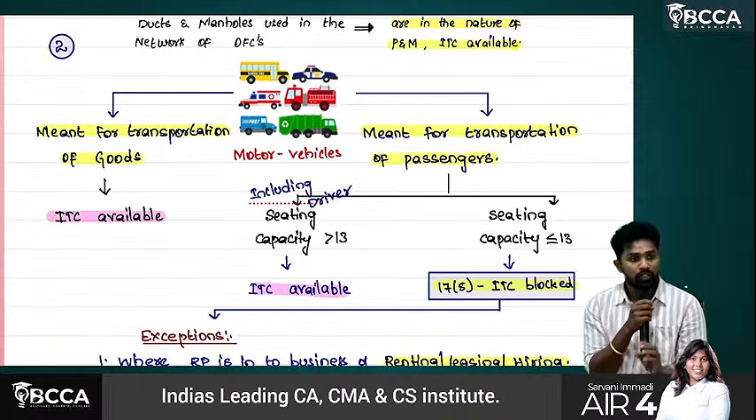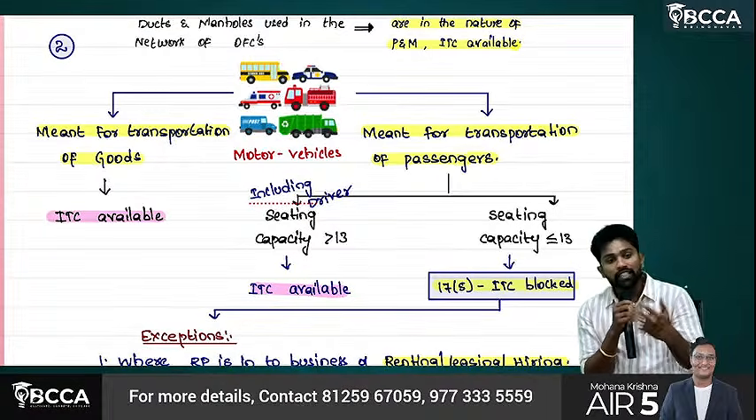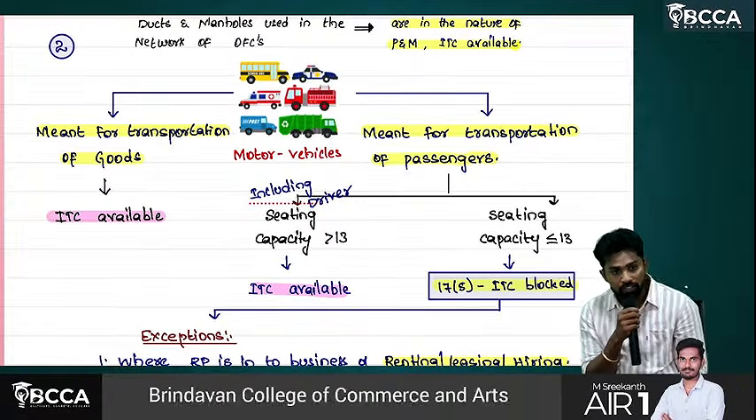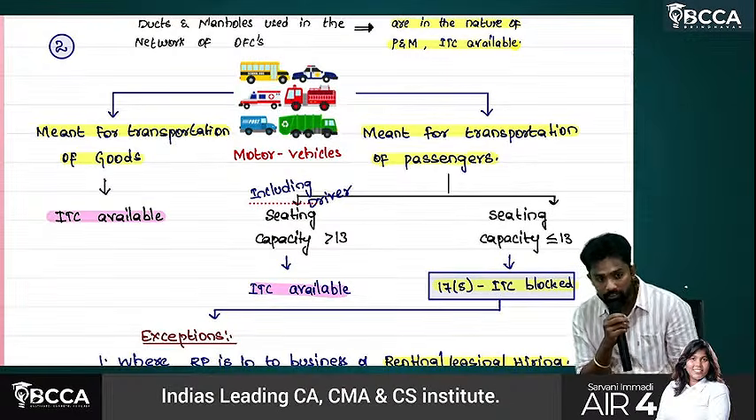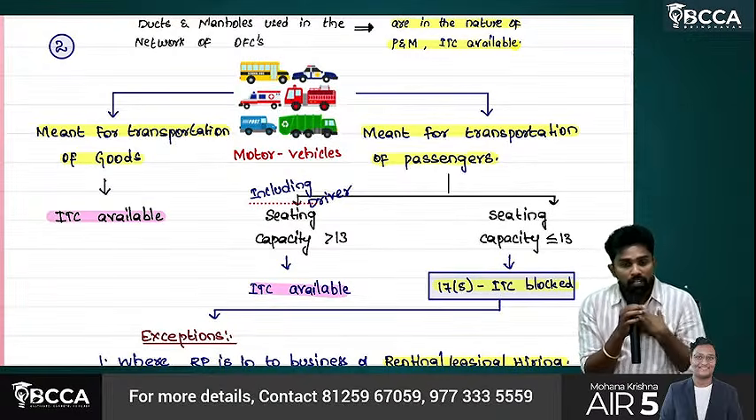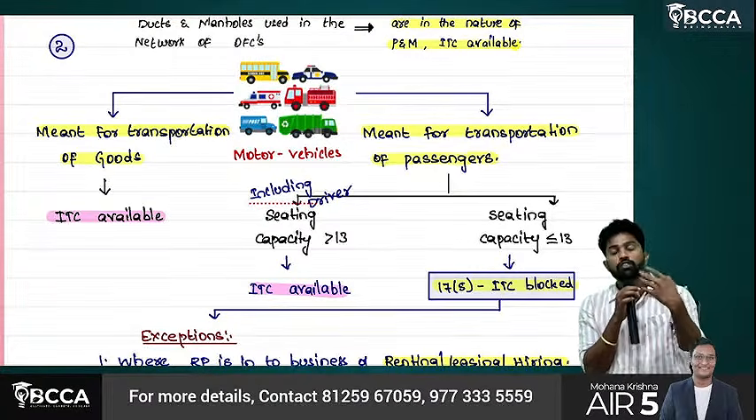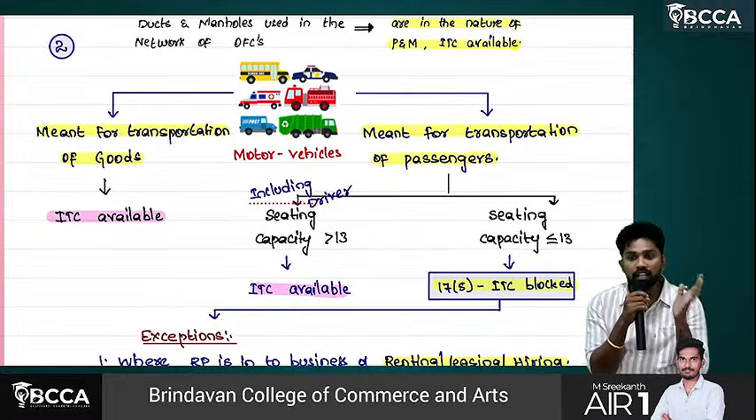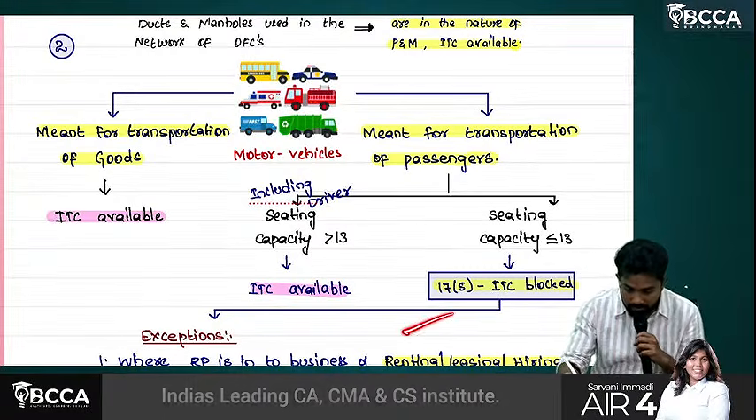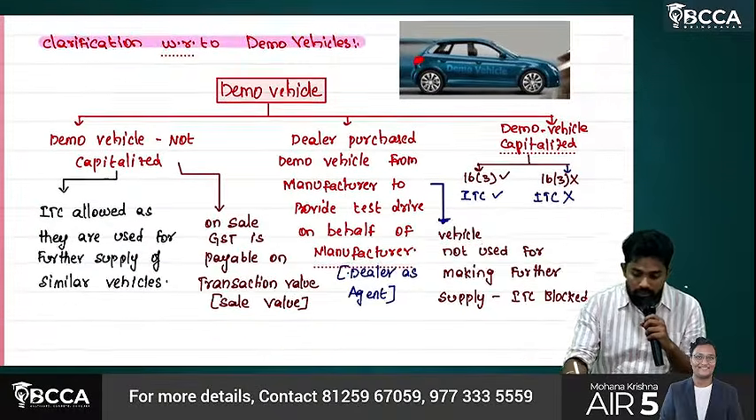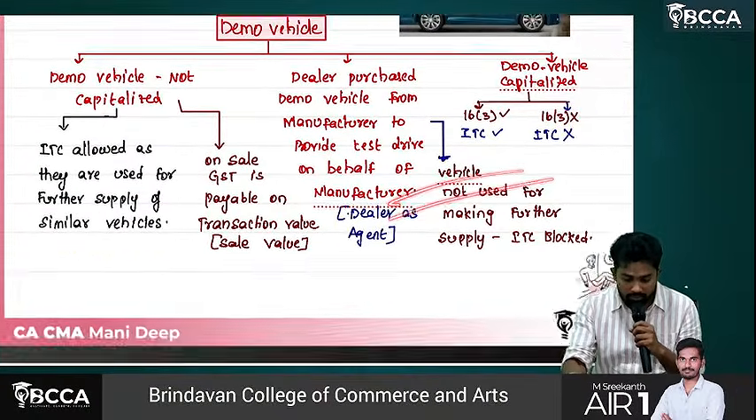Who are the three? The driving school guy, who rents or hires or leases motor vehicles, or who is like a dealer of cars, who further supplies cars, he can avail ITC. Okay, sir, I purchased the car and I am using it for my business or profession only, but I can't avail ITC. It is what? Blocked credit only. Okay, then, sir, this demo vehicle clarification is not even important.